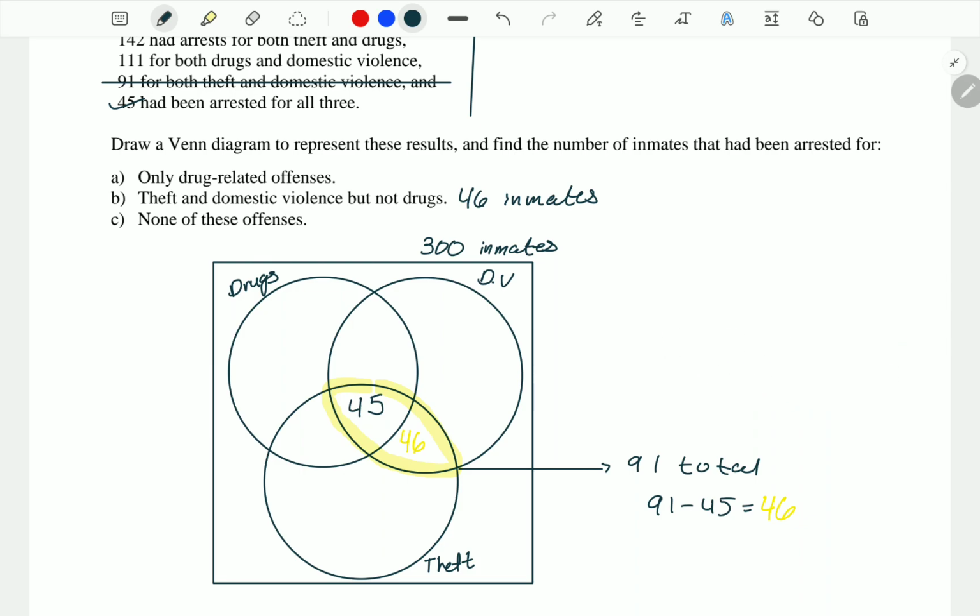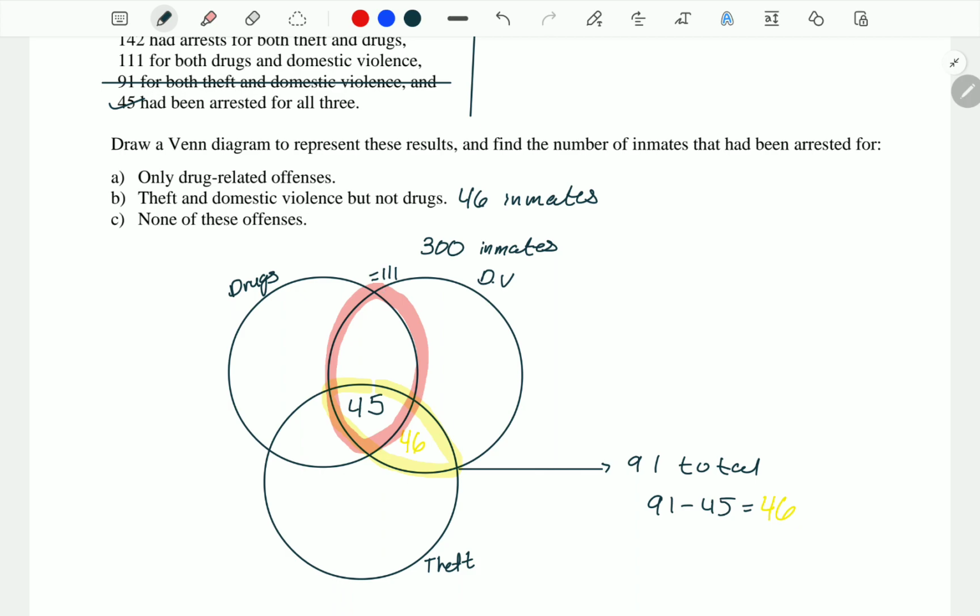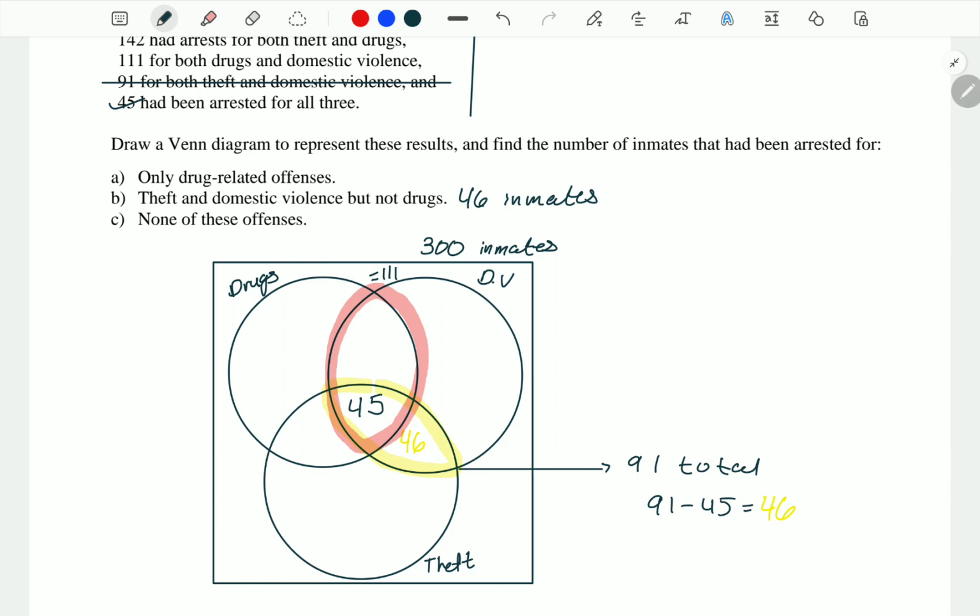Okay. 111 have been arrested for both drugs and domestic violence. But remember, it did not exclude theft. So drugs and domestic violence overlap at this category right here. This right here equals 111. So far, we have 45 inside. We'll go over here. Oops, I didn't mean to erase that. Let's undo. We'll put it over here.